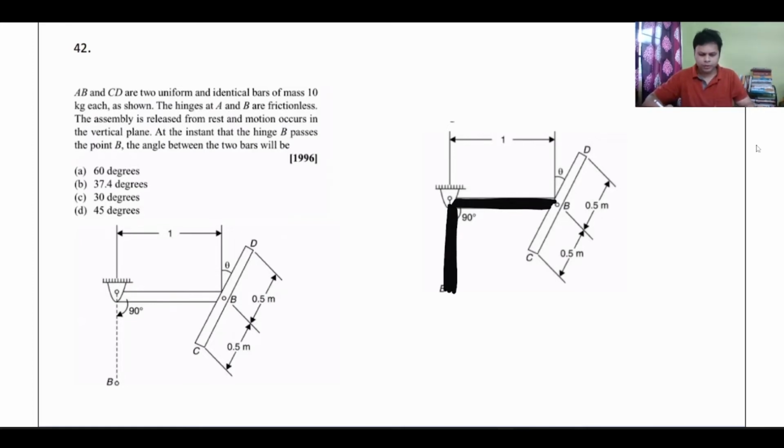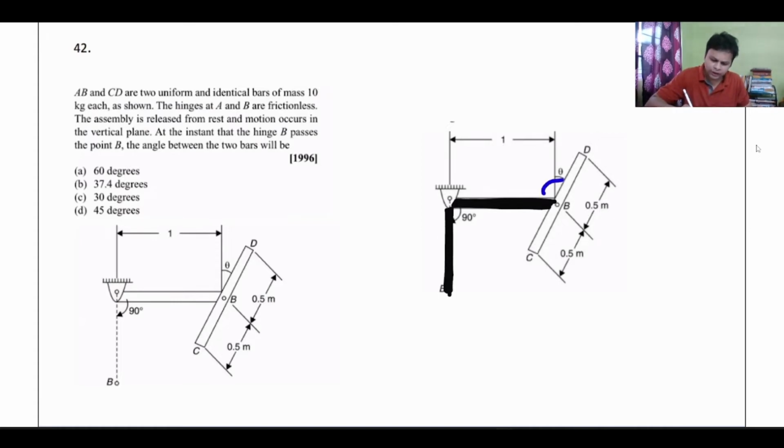Right? It will come down here like this. So when it has come down here like this, what will be the angle of the member CD with the vertical? The angle between the two bars. So what is the angle between the two bars?